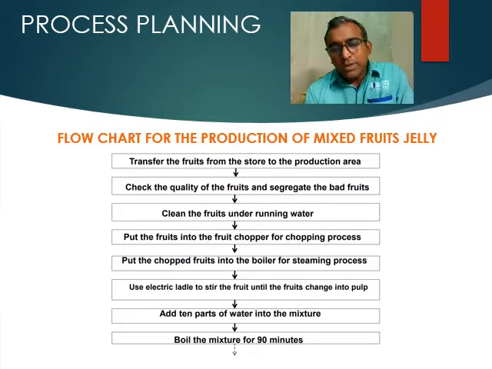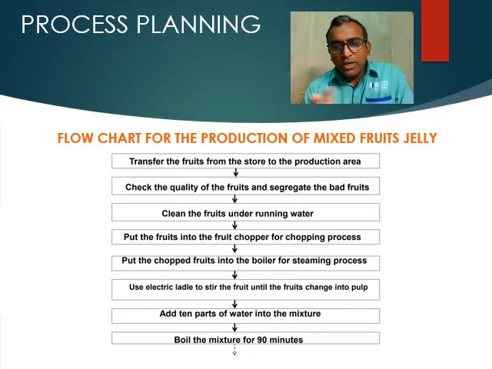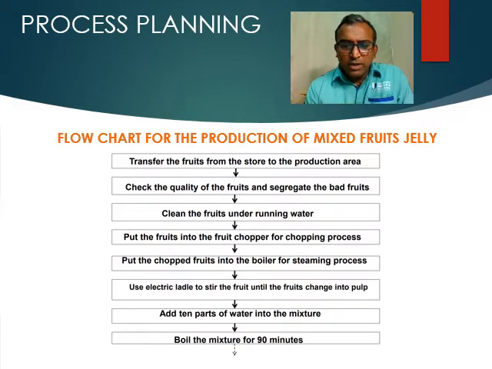So given here is an example of a flow chart. This is quite common that we researchers are used to. Looks like this one is an example of making mixed fruit jelly. So what will be the first step? It is obviously transferring the fruits from the store to the production area. Then looking at the quality, cleaning it away from dirt or whatever unwanted materials, and then chopping it, boiling it, and then many other steps until we come to not even the last step. There are further steps. Boil the mixture for 90 minutes. Looks like maybe there's another page coming after that. So this is one example of using a flowchart.